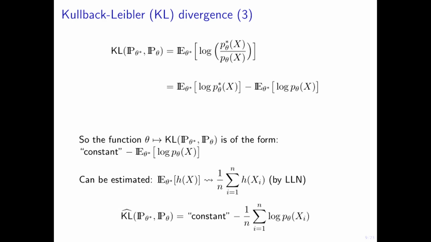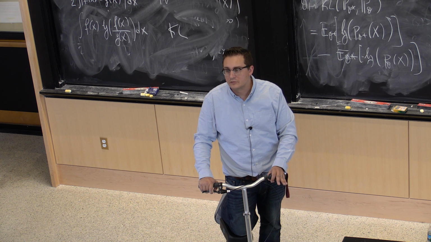OK, so the function that maps theta to KL of p theta star to p theta is of the form constant minus this expectation of log of p theta. Everybody agrees? Are there any questions about this? Are there any remarks, including I have no idea what's happening right now? OK, are you good? Yeah.